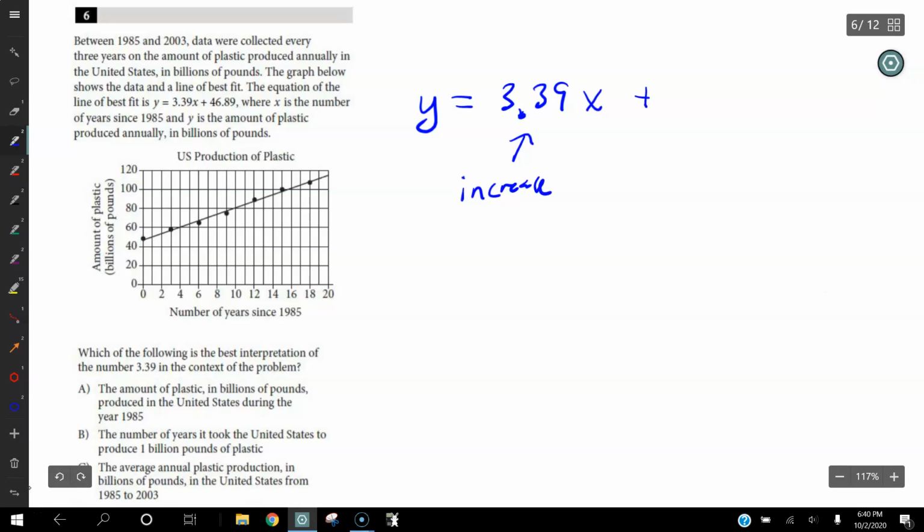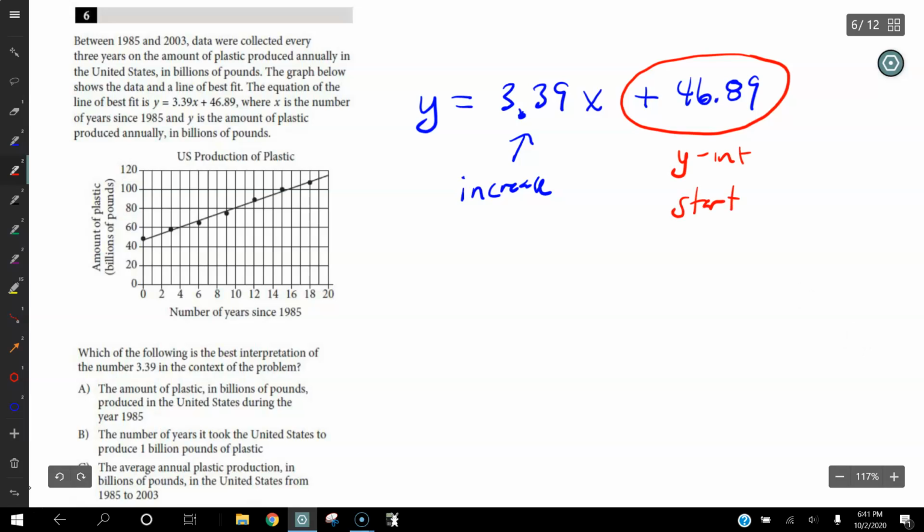And plus the back number is 46.89. Notice that this back number is the y-intercept or the starting amount, or if it's a money problem, it's your flat fee or your service fee. But on this problem, it looks like we're starting right here. So number of years since 1985. So right here represents 1985. We were at 46.89 billions of pounds of plastic.